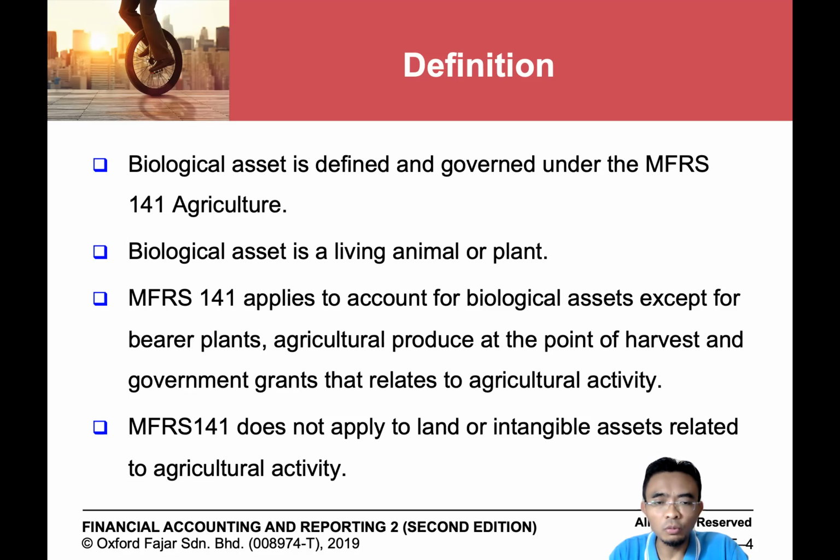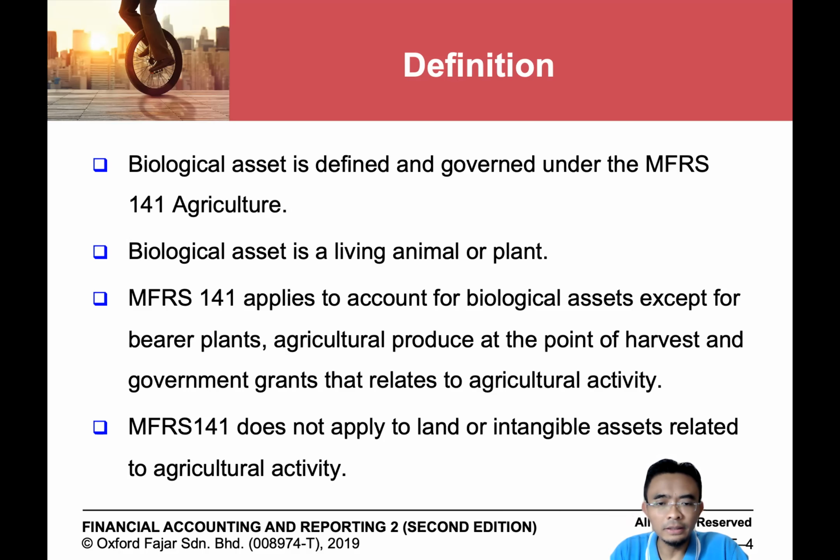MFRS 141 also applies to agricultural produce at the point of harvest. So what is actually agricultural produce? It is like the fruits on the trees. At the point of harvest, as long as it is still attached to the trees, it is considered as agricultural produce. And also government grants that relate to agricultural activity.